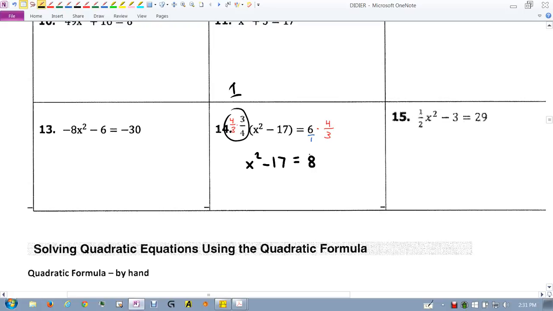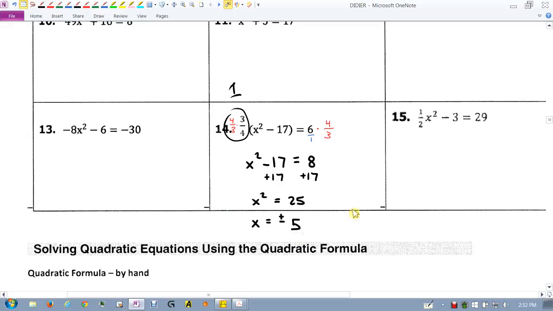Now this looks a little bit more like what we did before. Add 17 to both sides. You get x squared is 25. Square root on both sides, plus or minus. And what's the square root of 25? 5. That all right?